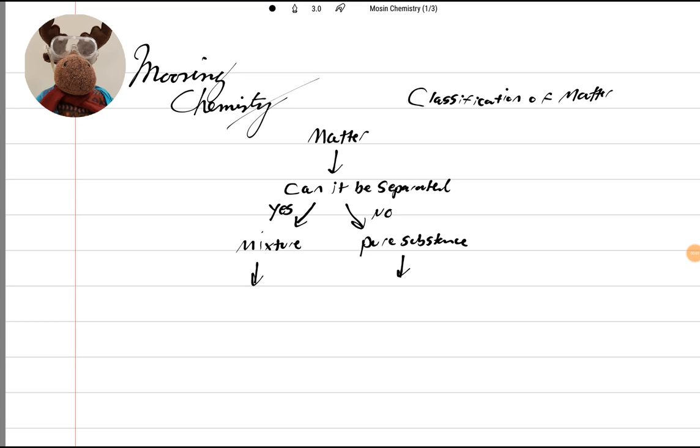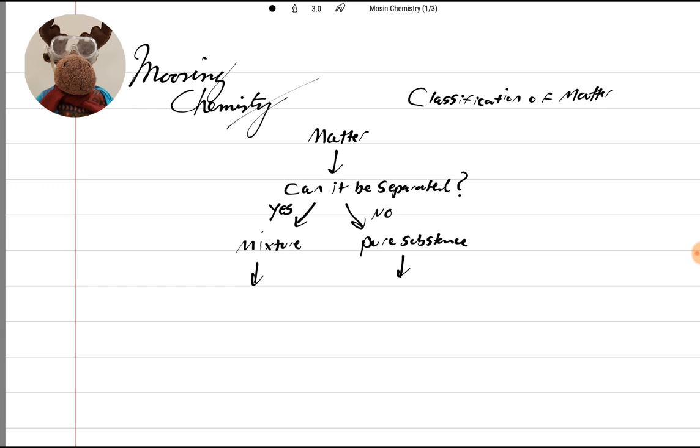We're going to talk about the classification of matter today. First of all, matter is anything that takes up space and has mass. And we're going to look at how we can take matter apart and what it means. All right, first of all, if you have some matter, can it be separated? If yes, you would say it's a mixture. If no, if you can't separate by ordinary chemical means, then it's a pure substance.